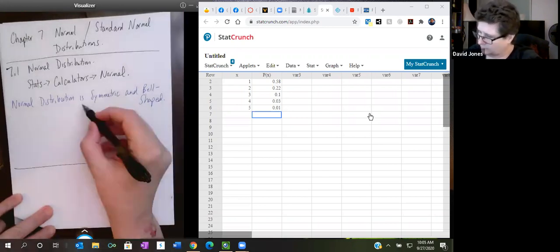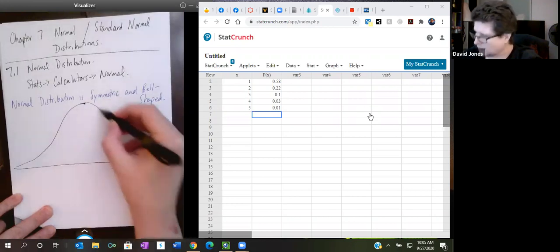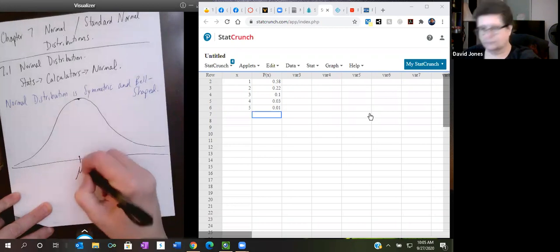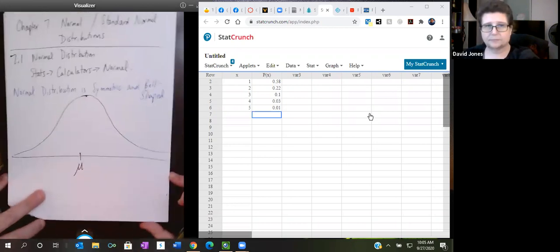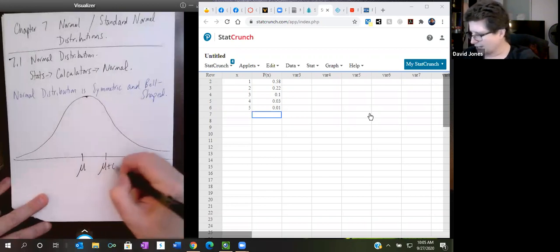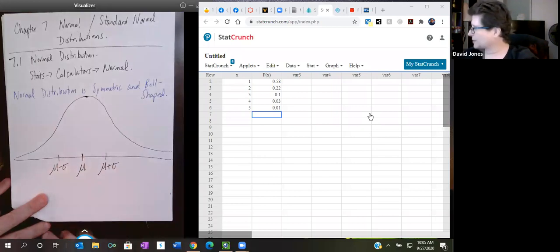So, it looks like a bell. It's centered about the mean. And we can go one deviation in either direction. This should look familiar. It should look like the empirical formula or empirical rule.